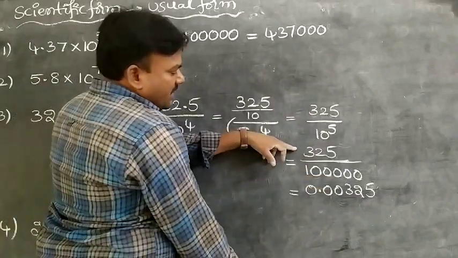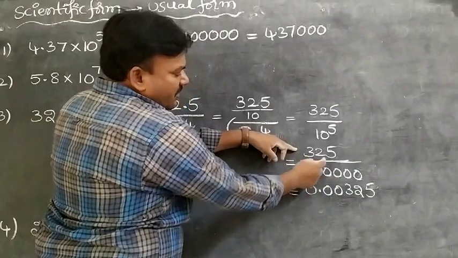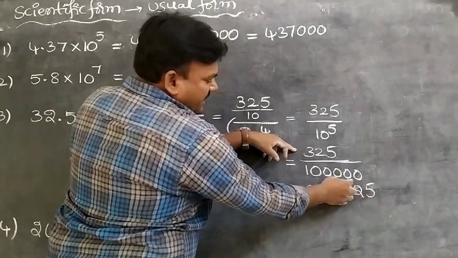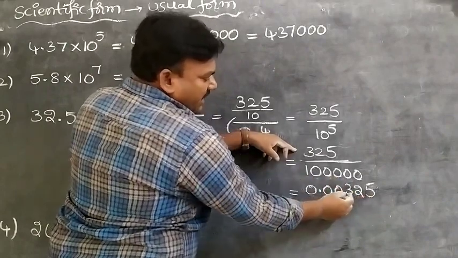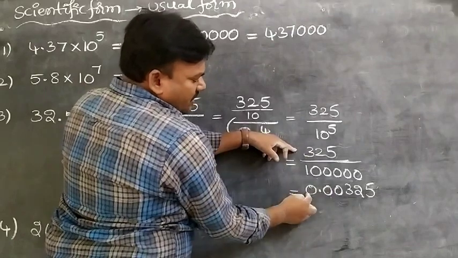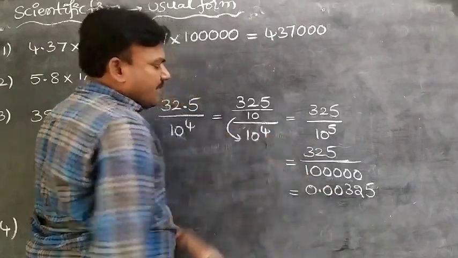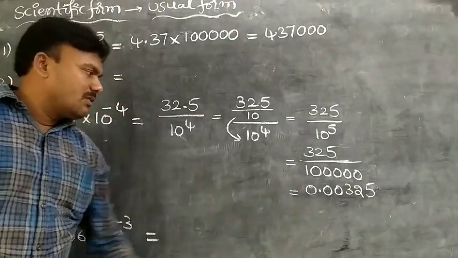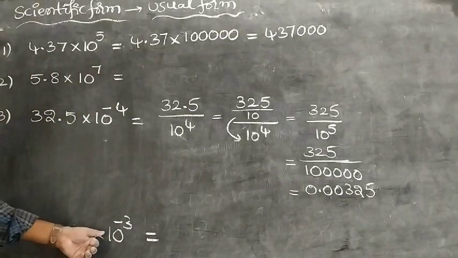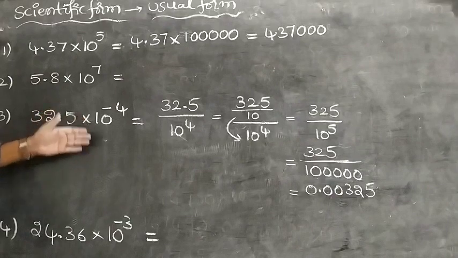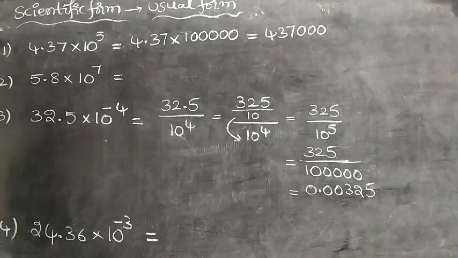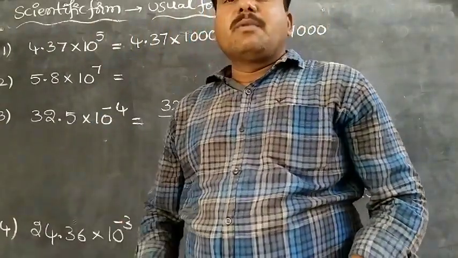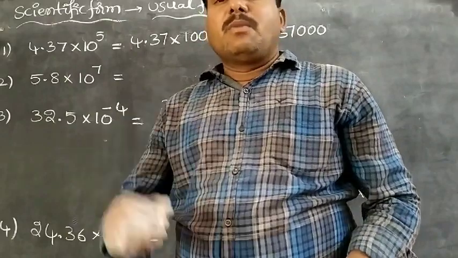So observe the denominator. Here 6 digits are there. In the numerator 3 digits are there. So 325 is taken the same. Here 6 digits, here 3 digits only. Before it, 3 zeros later: 0 0 0. So put a point after 1 digit. If negative exponents are given, it is expressed like this: 0.00325. And also 24.36 into 10 power minus 3 equals. Solve these problems the same way. I hope students all listened carefully, and also practice and memorize in your mind. Thank you very much.